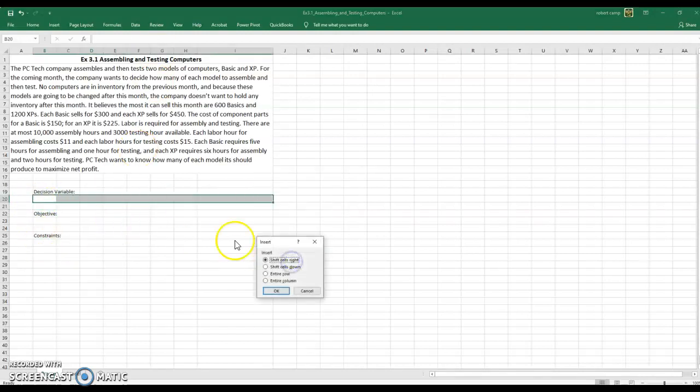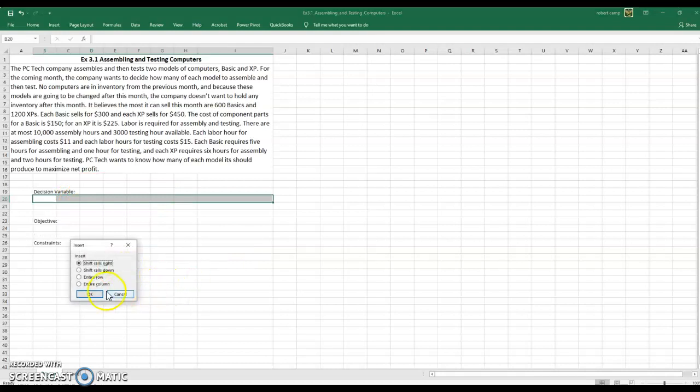Okay, so let's start with our decision variables. As we look at this problem, we get to decide not one thing, but we do have 2 things that we're allowed to decide. And so what are those? Well, our first decision variable, which we'll call x1, is the number of basic computers that we're going to assemble and test. And our second decision variable, because we do have 2, is the number of XP computers. So this is what we're allowed to pick. We've got 2 different things, and those are our decision variables. That's what we're ultimately trying to find.